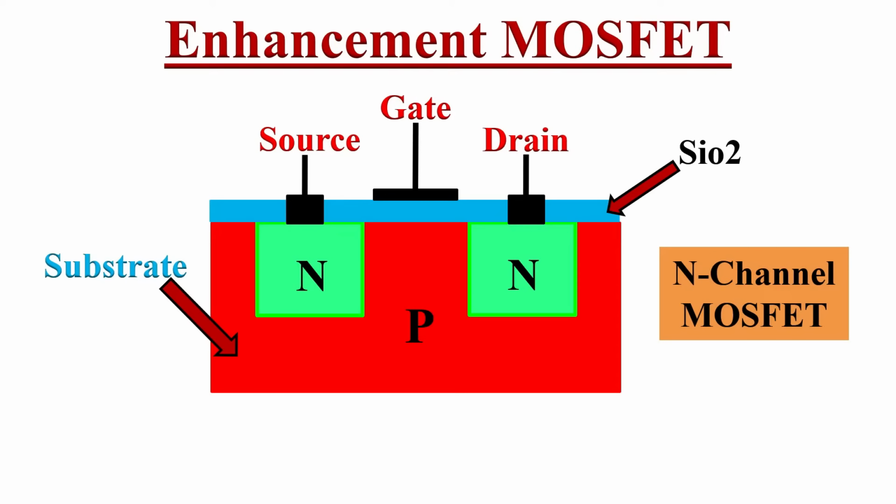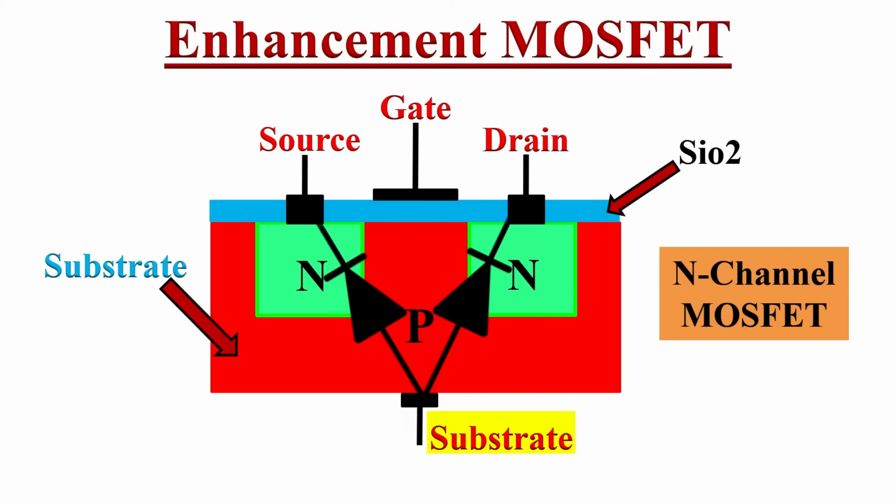In some MOSFETs, the substrate terminal is also available externally. If we observe over here, there are two diodes formed in this MOSFET. One is between source and substrate and the other is between substrate and drain.